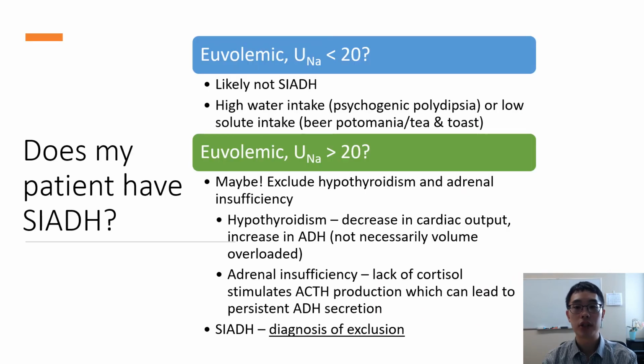Lastly, how do we differentiate SIADH from normal states when we have euvolemic patients? Again, if the patient has low urine sodium concentration less than 20, this is expected as a patient wants to naturally expel the excess free water in the body. In this case, there is usually physiologic reasons for the low sodium concentration, either low salt intake or high water intake. The differential diagnosis here narrows to psychogenic polydipsia, beer potomania, and the tea and toast diet that we typically associate with hyponatremia.